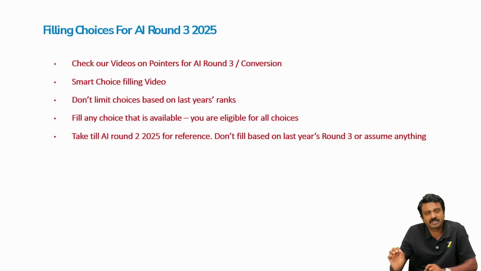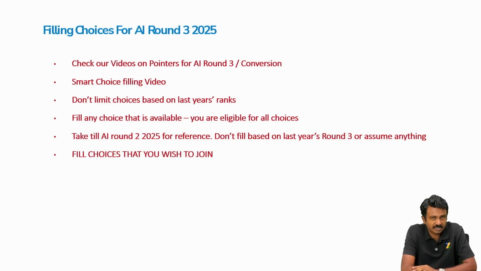It does not matter whether it is a 5% chance for that seat or a 100% chance for that seat. The first seat should be your highest preferred seat, even if it is only a 5% chance. If you don't get it, the second preference will automatically be taken, so you don't have a disadvantage. Fill choices that you wish to join.